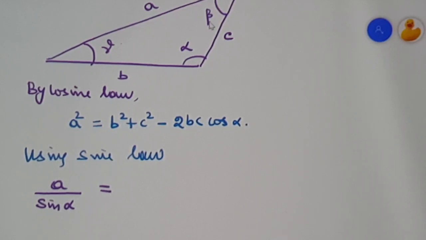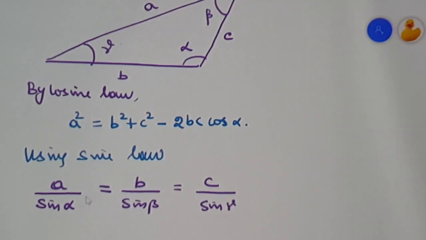So I am writing B divided by sine beta is equal to, considering the third side, C divided by sine gamma, since opposite to C you get gamma. See, A by sine alpha equals B by sine beta equals C by sine gamma. So this value is considered to be a constant. This we call the sine law.